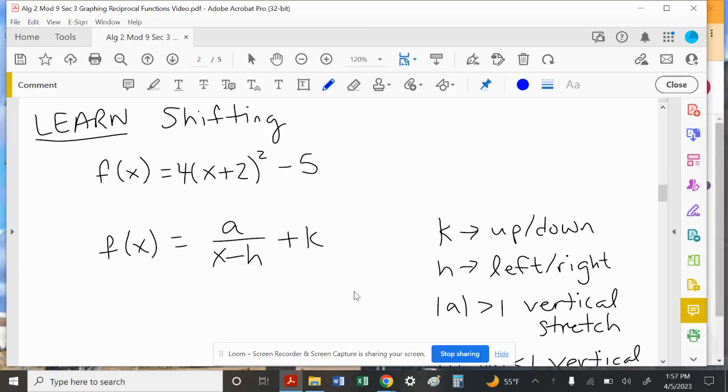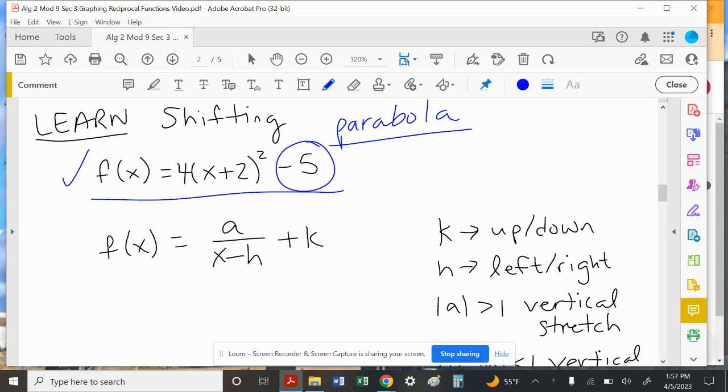Okay, so now we move over to how to determine shifting of the reciprocal function. And I put an example here that you have seen before. So we already know how to work with that. Remember, this is a parabola. This is not what we're doing now, but this is just a review of what we've done before. So with a parabola, we figure out what the shifting is.